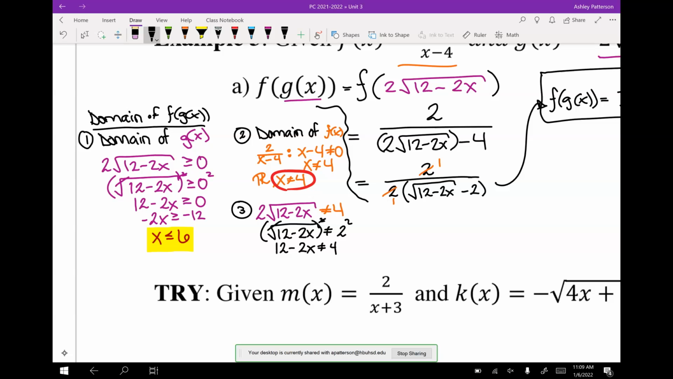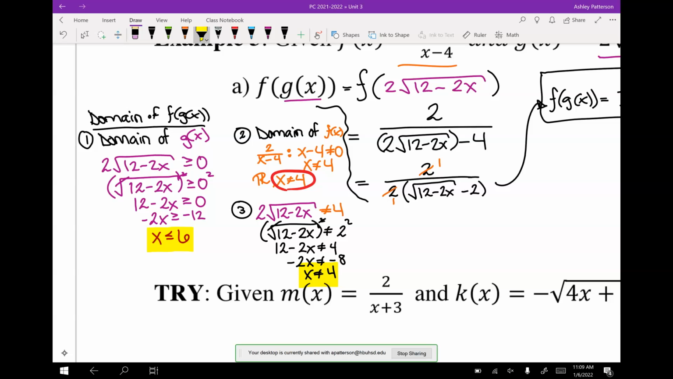Subtract 12 with me, please. So we get a negative 2x cannot equal negative 8. So what can x not be? 4. Same as a restriction. That is just a coincidence, everyone. So this answer where x cannot be 4, that must also be included in our final domain.